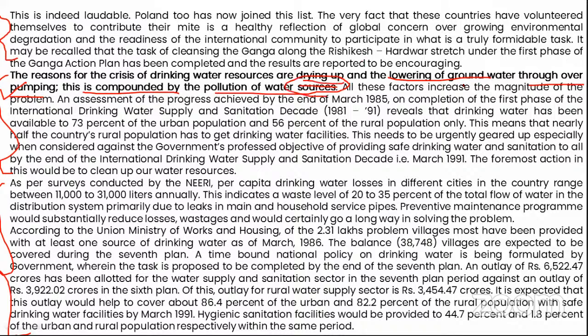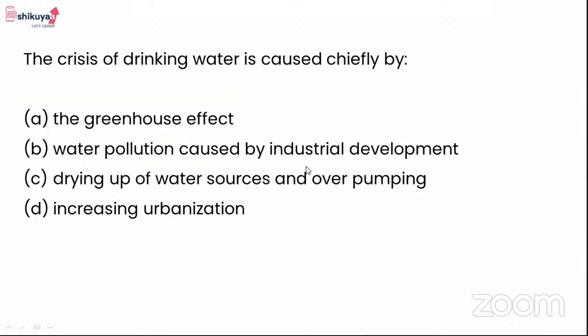Now what they say? Drying up and lowering of ground through over pumping. Do we have any such options? Let us quickly see: the greenhouse effect, water pollution caused by industrial development, drying up of water sources and over pumping, increasing urbanization. Come on, quickly, I'm waiting for your answers. Come on, everybody. Aishwarya, Red Crow, very good. Good going. Come on, I expect you people should be a little quicker. Yes. So correct, your answer would be C. Drying up of water sources and over pumping.